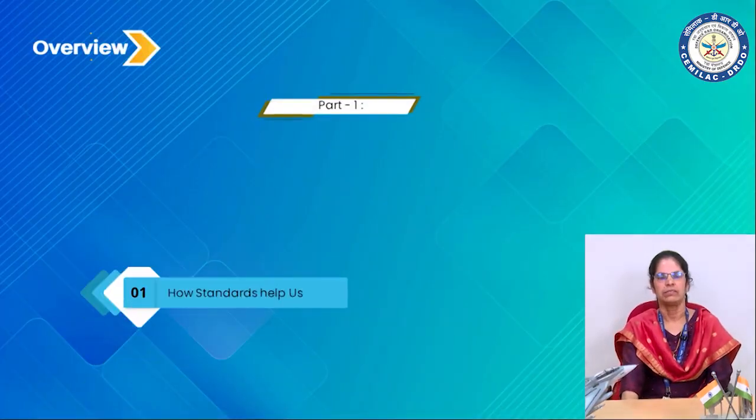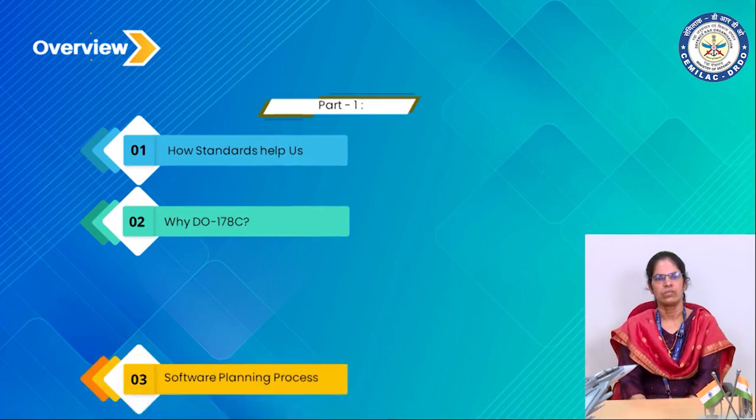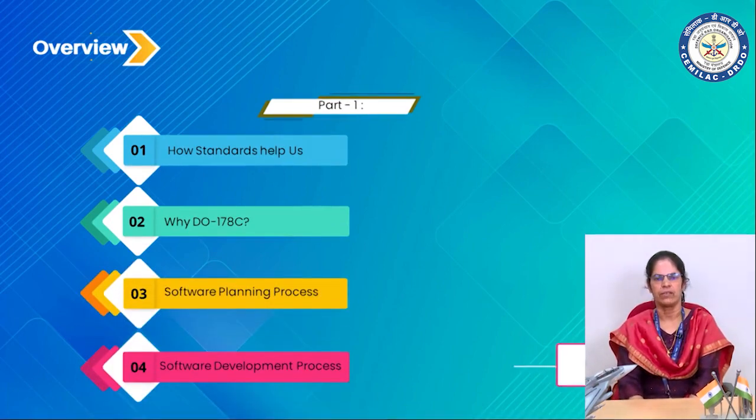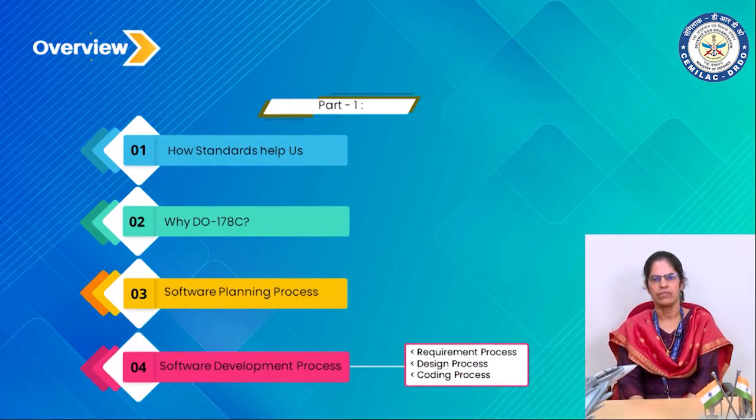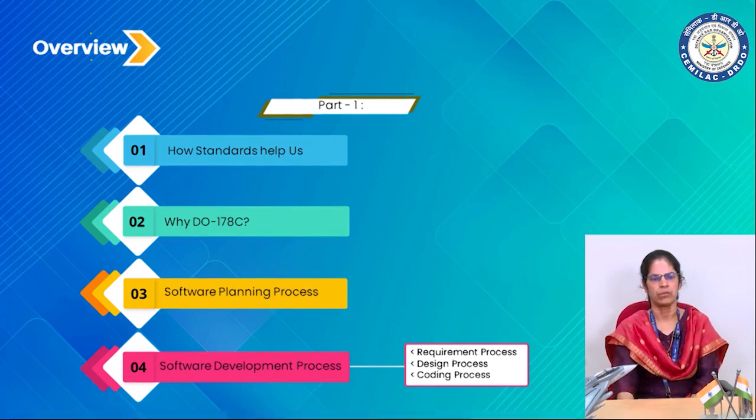In part 1, we had discussed how standards help us and why DO178C. We then took you through the software planning process in detail. With respect to the software development process, we covered the software requirement process, software design process, and software coding processes in detail.